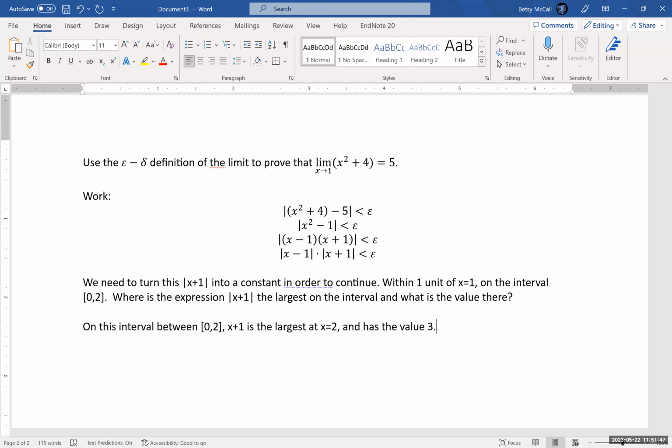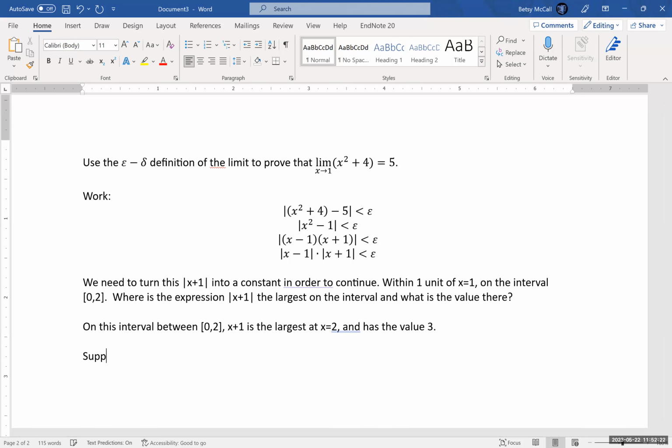Now, everywhere else on that interval, x plus 1 is going to have a smaller value. So this is the maximum possible value that it can always have. Now, remember, we're dealing with inequalities here. So being less than something is fine. We don't need it to be equal. We just need it to be less. So the largest possible value, once you get within a decimal point less than 1 of x equals 1, once you're within that interval, then this x plus 1 factor is always going to be 3 or smaller.